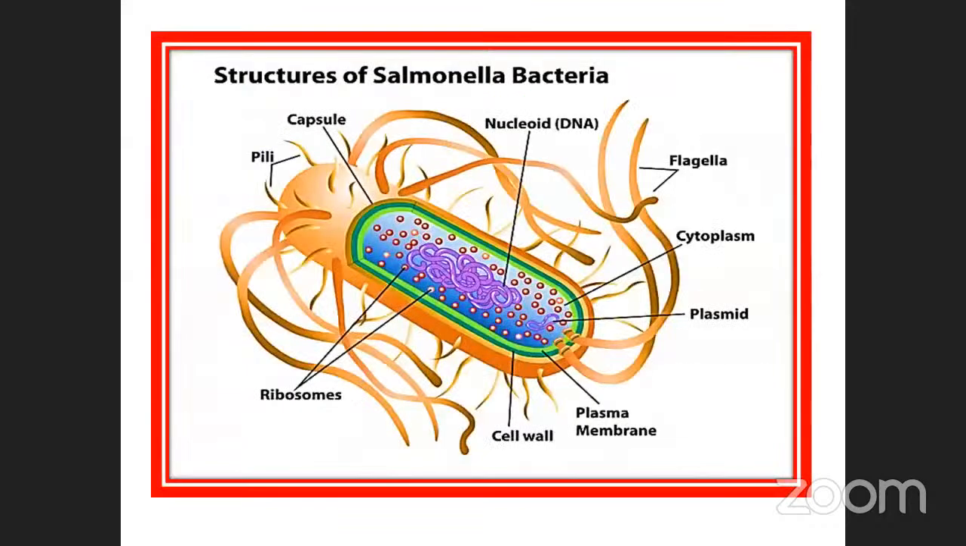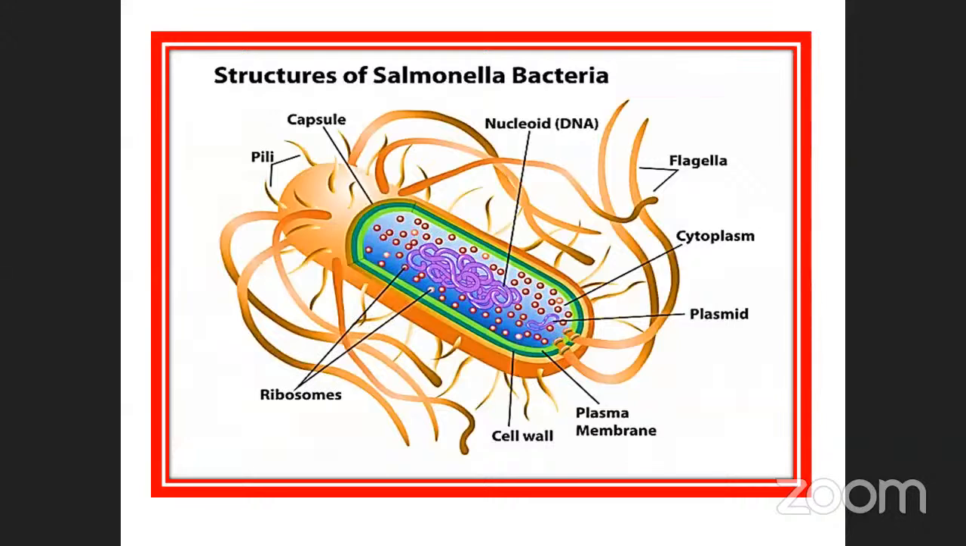See the structure of the Salmonella bacteria. It is a bacillus structure. Which one is the long one? The long whip-like structure is called flagella. And the small hair-like structures are called pili. Note it down, this is very, very important.